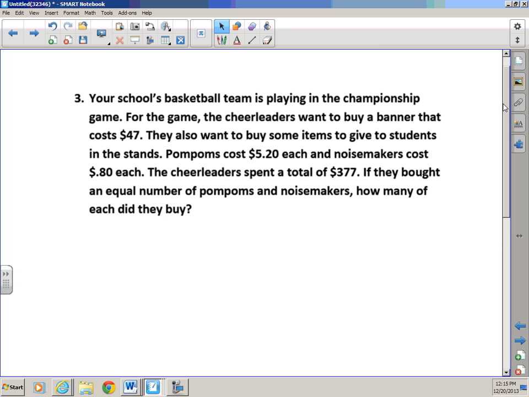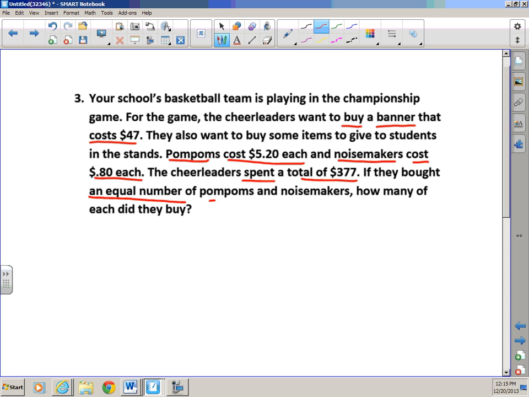Okay. The school basketball team is playing in the championship game. Cheerleaders want to buy a banner for $47. They want to buy some stuff to give to the students. Pom-poms, $5.20 each. Noisemakers cost 80 cents each. They want to spend $3.77. They bought an equal number of pom-poms and noisemakers. How many of each did they buy?